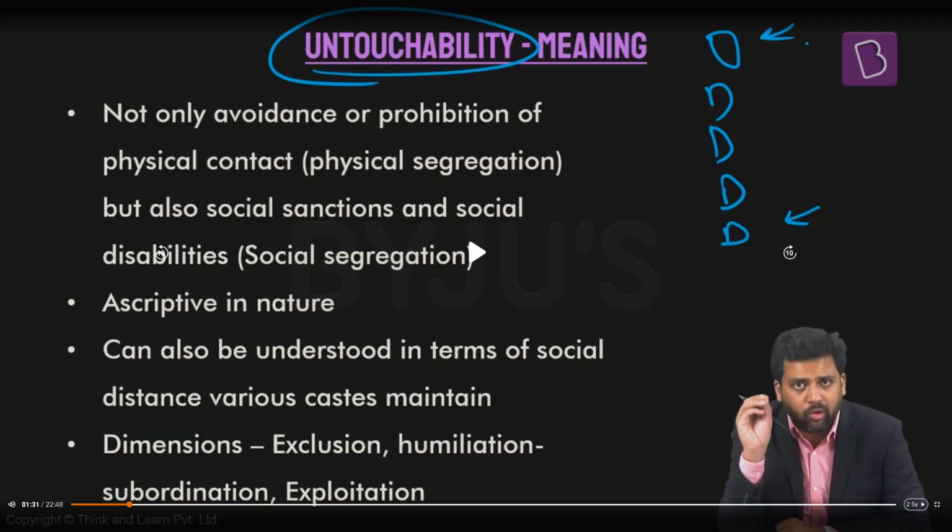Now let's look at some of the instances of untouchability. Different human rights organizations keep on documenting what kind of untouchability still exists in the Indian context.